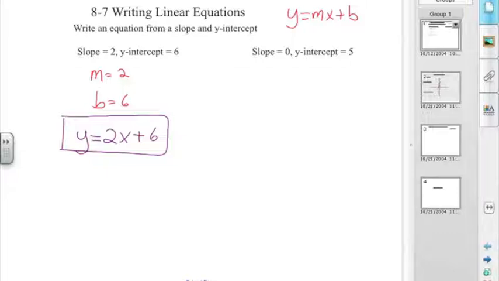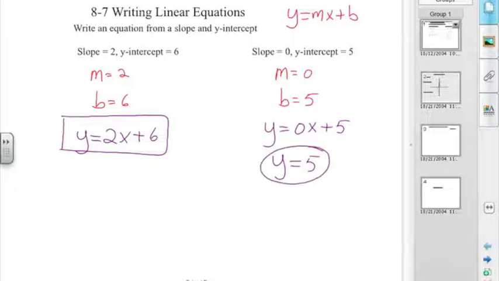In our other example, we have a slope of 0, m equals 0, and a y-intercept of 5. So substituting that information in, y equals 0 times x plus 5. We're going to simplify that because we can simplify out the 0x. So y equals 5. So that is the equation of the line with a slope of 0 and a y-intercept of 5, which should be quite clear. Y equals 5. If you go up to y equals 5, the y-intercept of 5, you're going to have a horizontal line that is at 5 with no slope. Should make sense. Review from a couple of lessons ago.